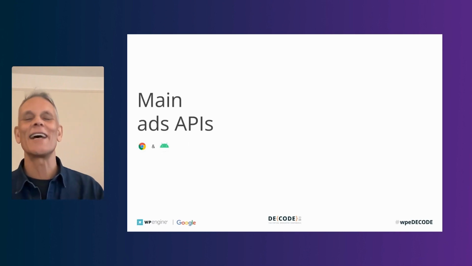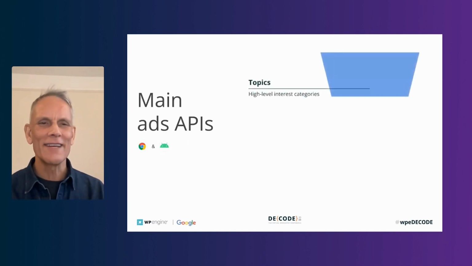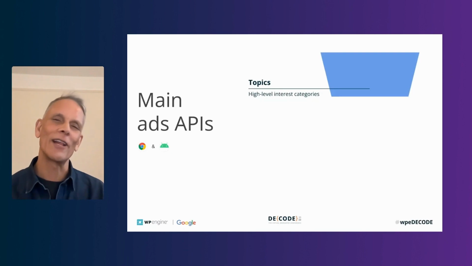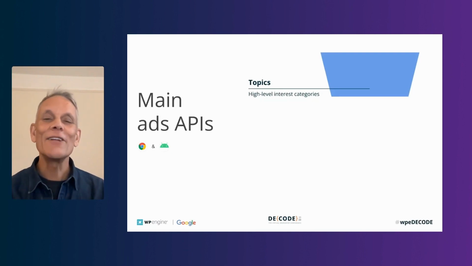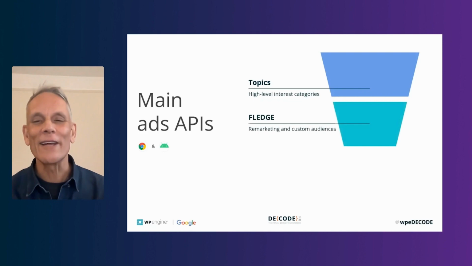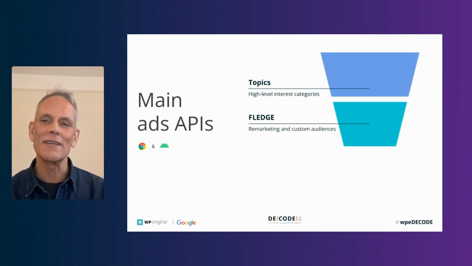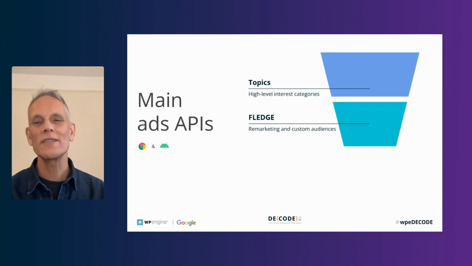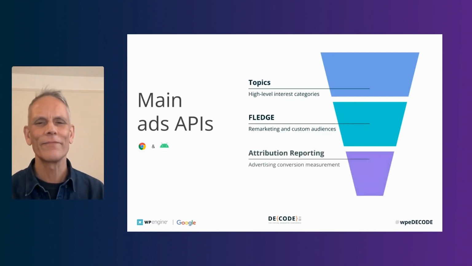Topics and fledge are known as the relevance APIs. Now, topics provides high-level signals of a user's interest based on their recent browsing history. And topics can be combined with contextual signals and first-party data to select relevant ads. And fledge supports more granular remarketing and custom audience use cases, where marketers want to reach audiences who've shown interest in specific websites or products, but of course, to make that possible in a privacy-preserving way.